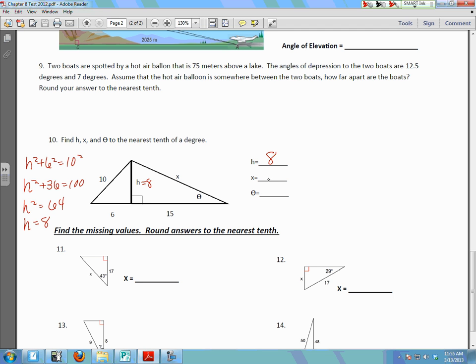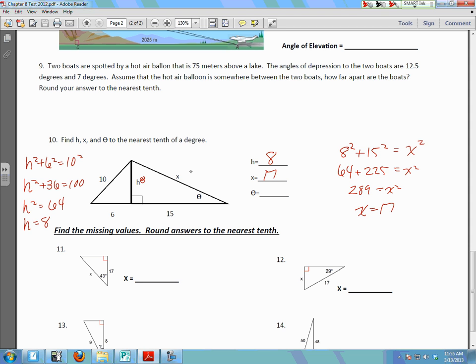So there's 8. Now I'm in the second triangle. Now I know two sides of this second triangle over here, and it's still a right triangle. So now I know 8 squared plus 15 squared should equal x squared. So 64 plus 225 is equal to x squared. Well, 64 plus 225 is 289. Square root of 289 is 17. X is 17.